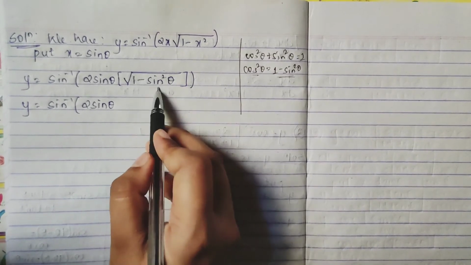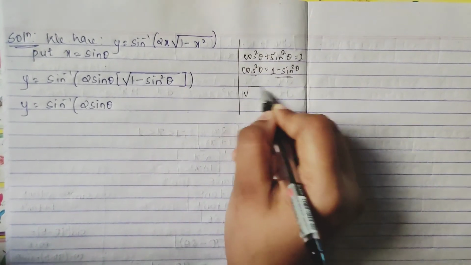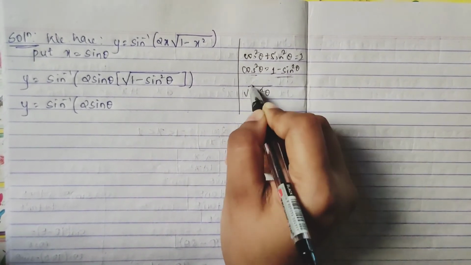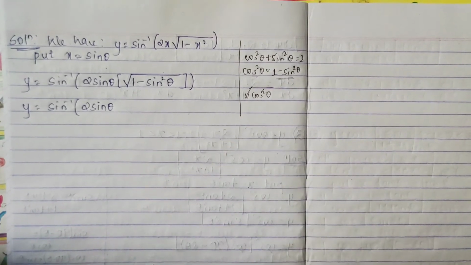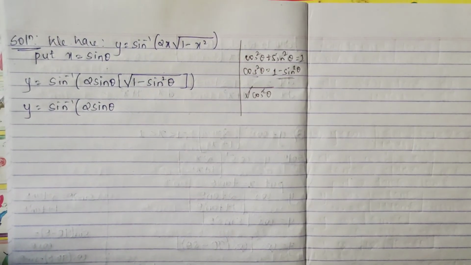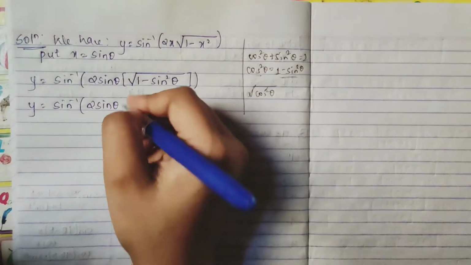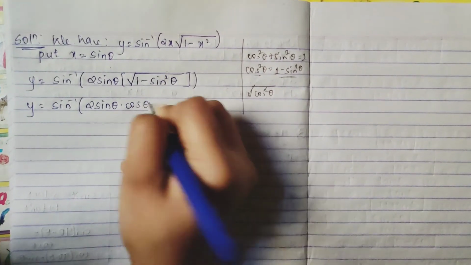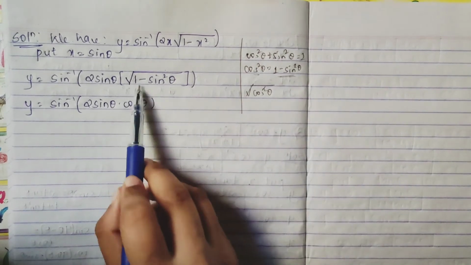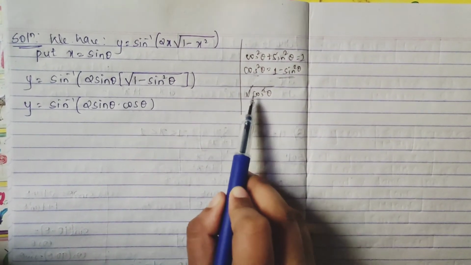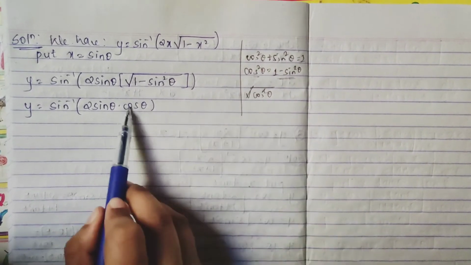So inside your root it will be cos square theta. So your root and cos square theta, this root and this root get cancelled. So I will be left with only cos theta. Yes, when you have root and 1 by 2, it gets cancelled, right? So I'll get here what? Cos theta. Root of 1 minus sine square theta is cos square theta, and again the root and the square get cancelled, you get cos theta.